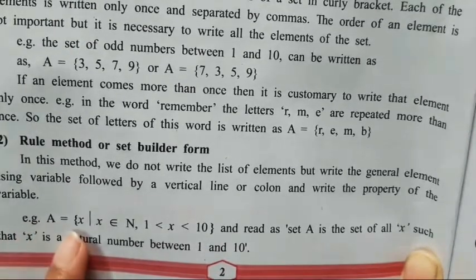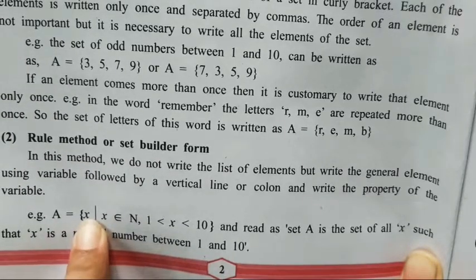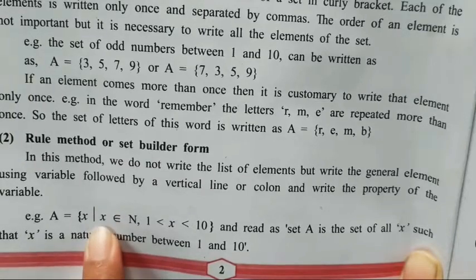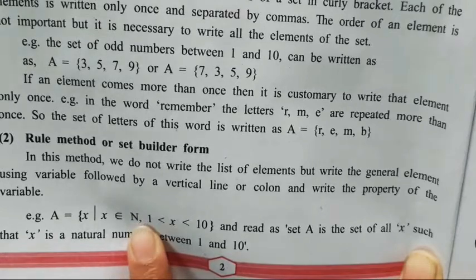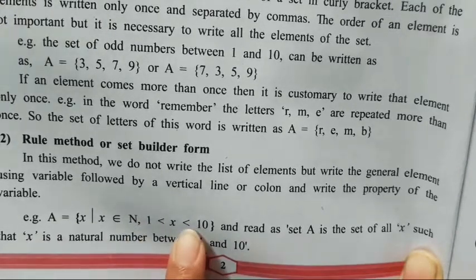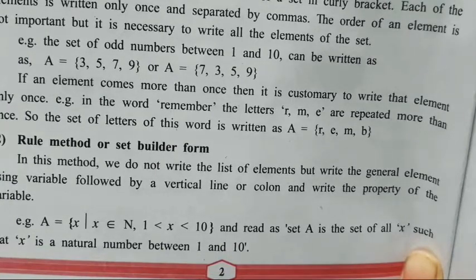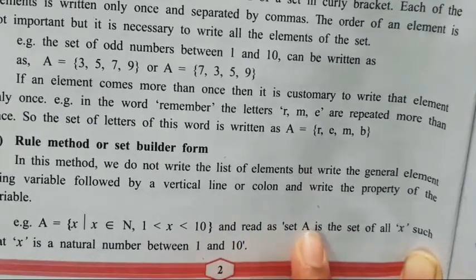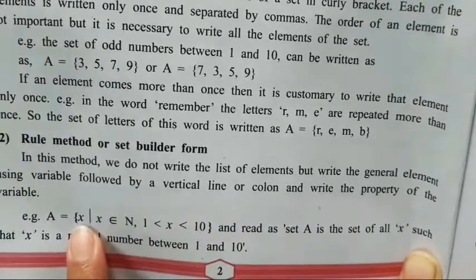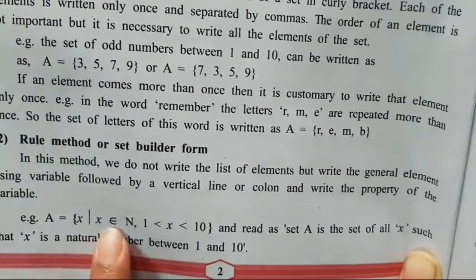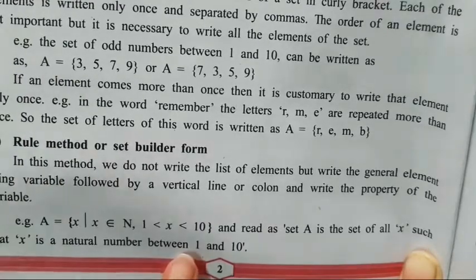For example, A is the set of all X such that X is a natural number which is greater than 1 and X is less than 10. Meaning, you all have to write all the numbers. See, it can be read as set A is the set of all X such that X is a natural number between 1 and 10. It has to be read in this way.